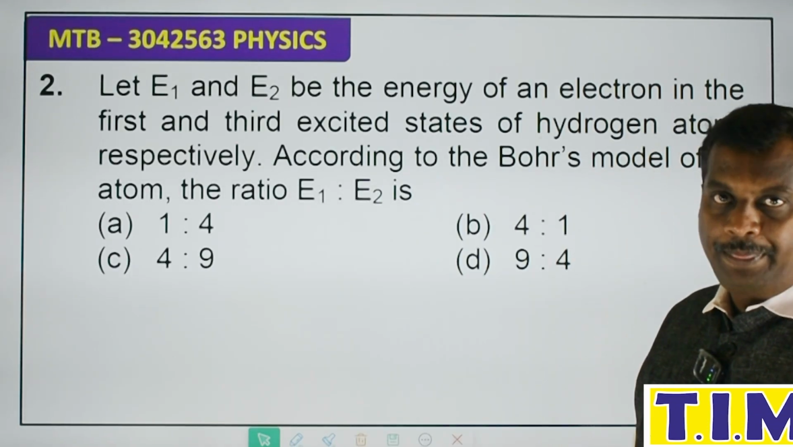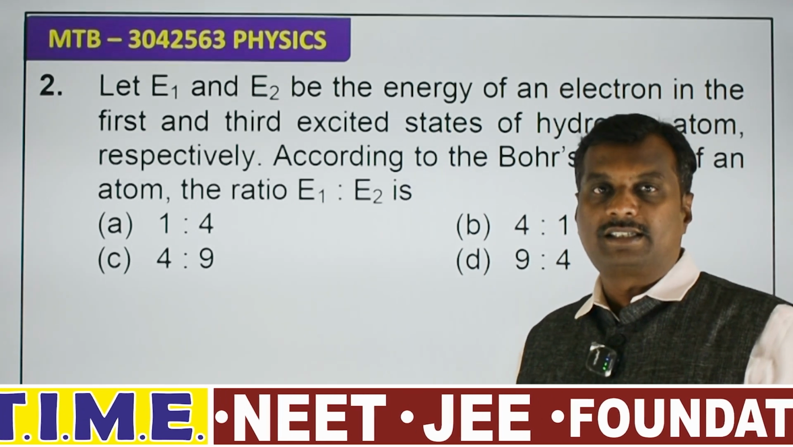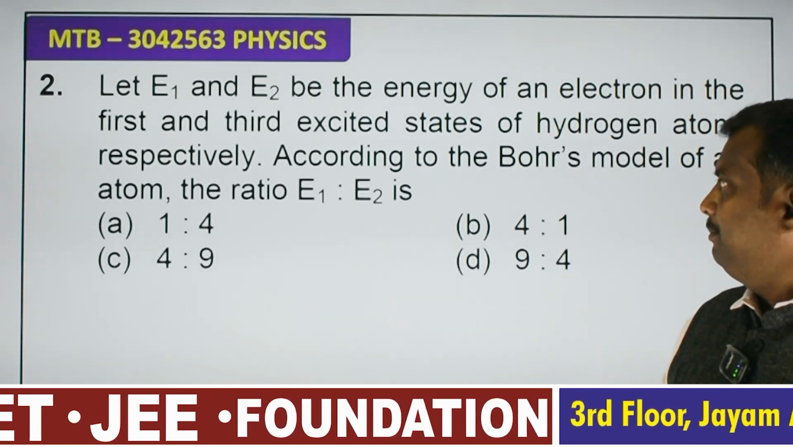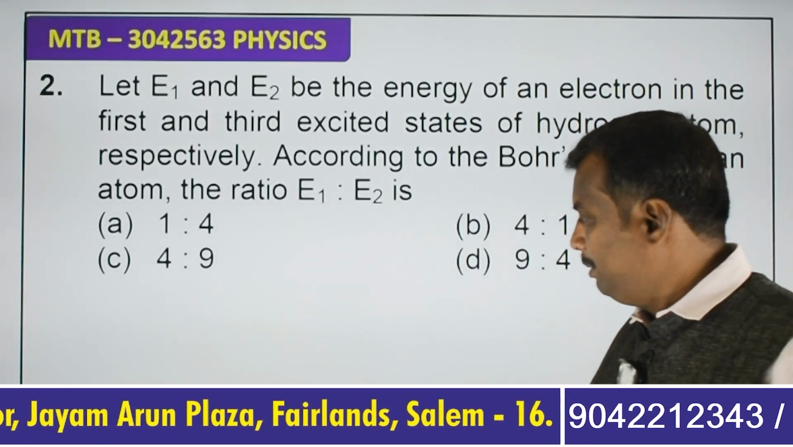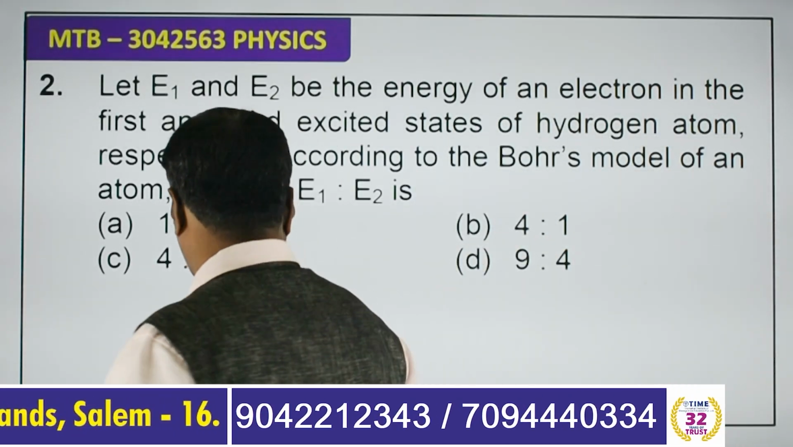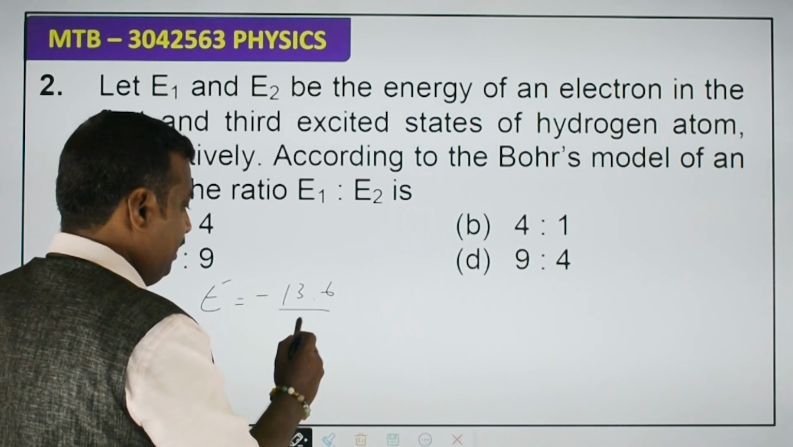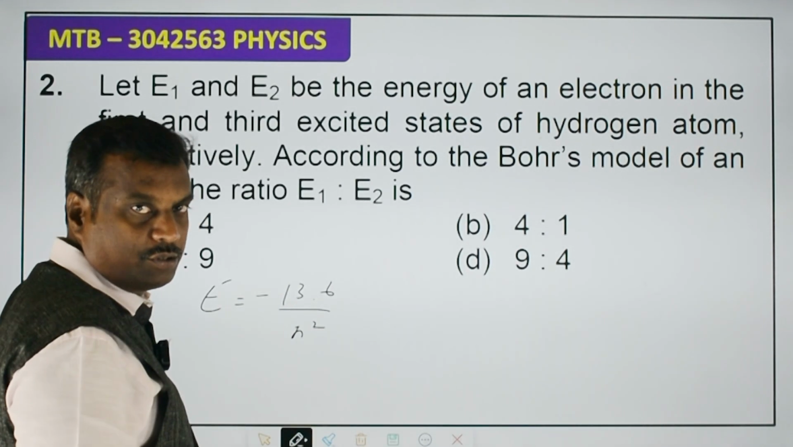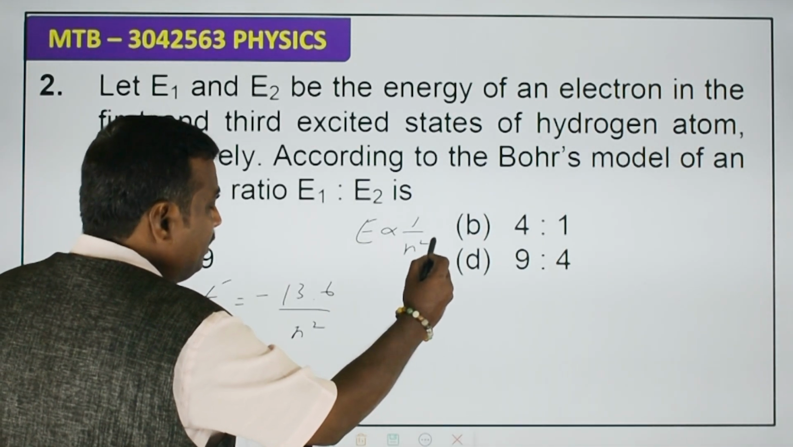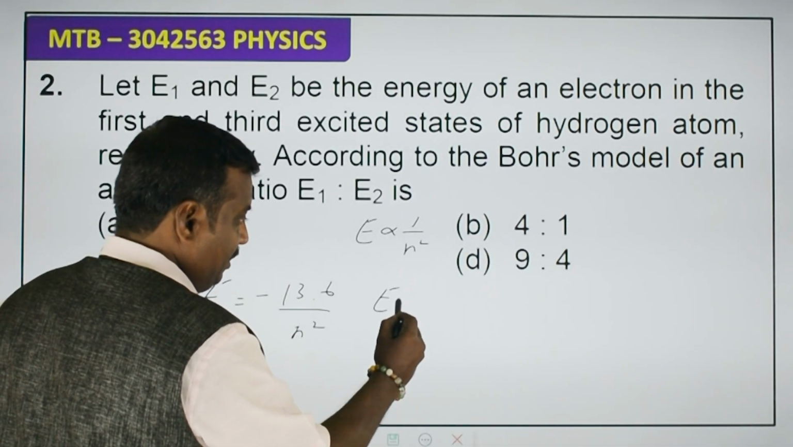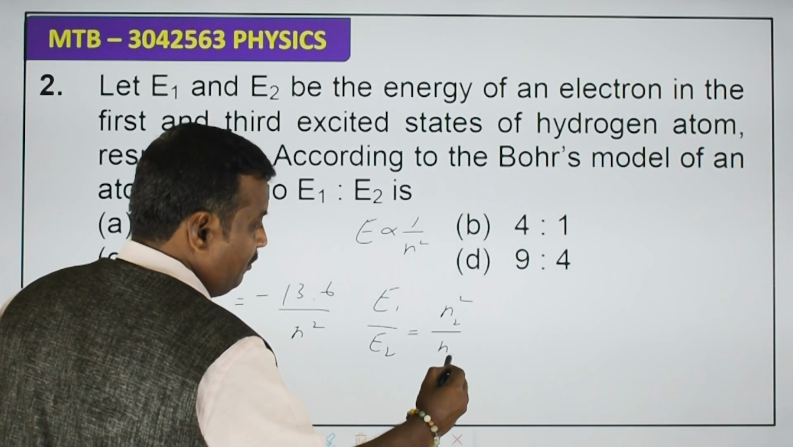Let's go to the next question. Let E1 and E2 be the energy of an electron in the first and third excited state of hydrogen atom. According to Bohr's model, the ratio of E1 by E2 is what they have asked. So let's see how to do it. The energy En is equal to minus 13.6 by n square, as we have studied in school. In other words, you can write E is directly proportional to 1 by n square. So E1 divided by E2 is equal to N2 square by N1 square.